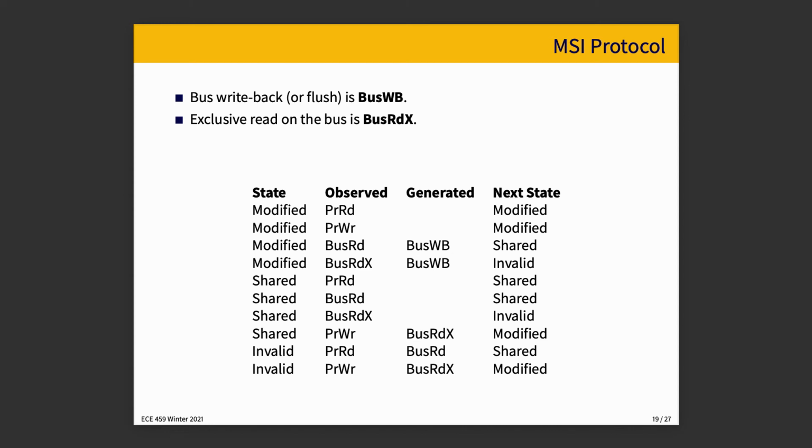If it's modified and we observe a bus read X, this is what happens if somebody tries to write to a value, again assigning X is 0 without reading it. That generates a bus read X, which says they want it exclusively, in which case we generate a write back and set our state to be invalid. If it's shared and we do a read, there's no change. It just stays shared. And if it's shared and we observe a bus read, that's fine, we'll see that it's shared. And if we see a bus read X, it means invalidate. Somebody has changed it out from under us.